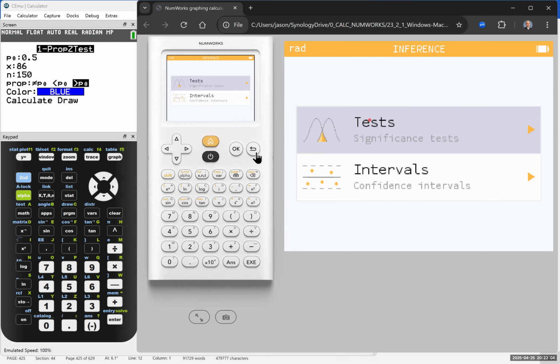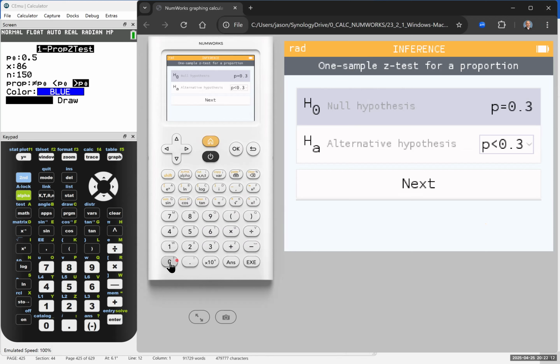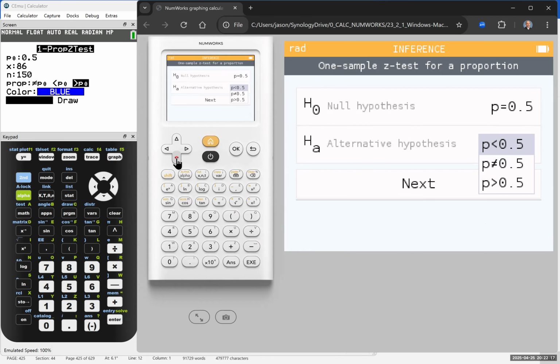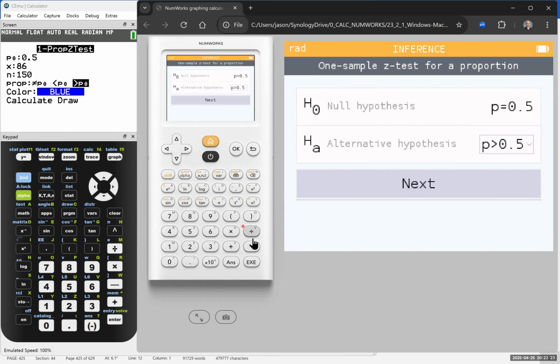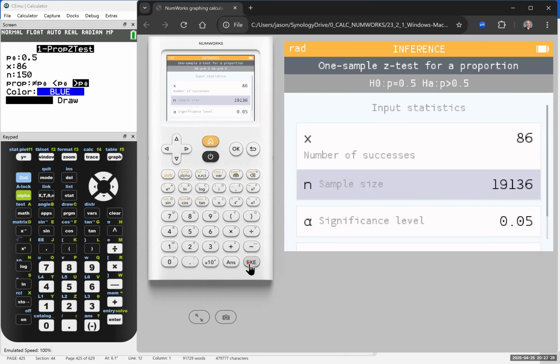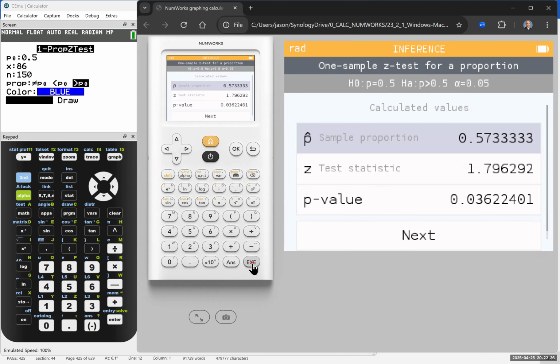So after you select inference, we want to go to tests. We're doing a one proportion test, one sample proportion. Our value is 0.5, and our alternate hypothesis is greater than, p is greater than 0.5. Click next. The number of successes we had was 86, sample size of 150, significance level of 0.05. Okay, so we have a z-test statistic of 1.96 and a p-value of 0.036.